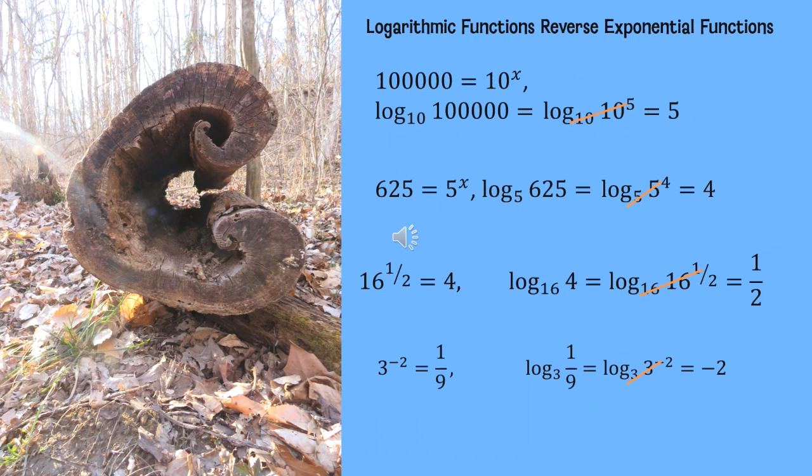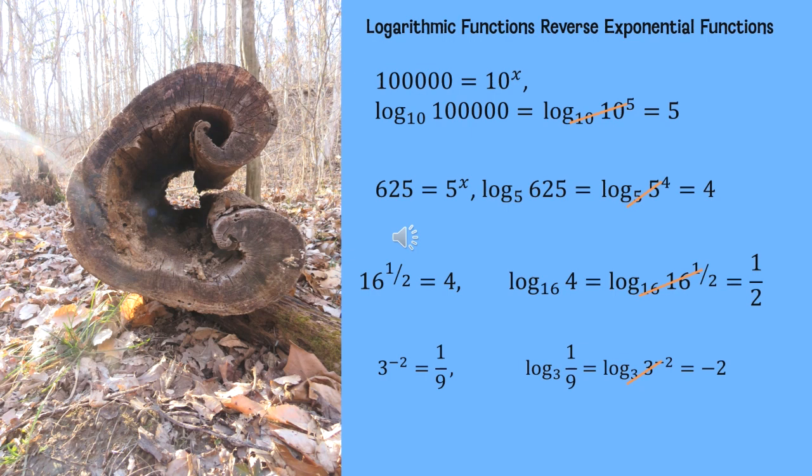Here's a little more practice with this new vocabulary. If 100,000 equals 10 to the x, there's some power that I could raise 10 to equal 100,000. Log base 10 of 100,000 tells me what that power is. 100,000 is 10 to the 5th, so log base 10 of 10 to the 5th. Notice I can use that little trick of canceling the inverse functions. Log base 10 cancels out exponential base 10, leaving me with 5, which was the input of the exponential function. So log base 10 of 10 to the 5th is 5.